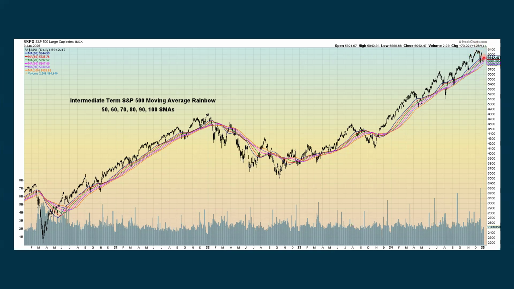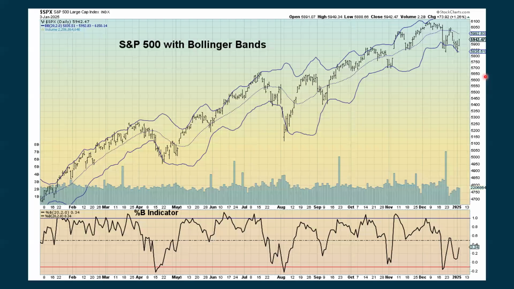Then intermediate term, another rainbow, going from 50 periods up to 100 periods. We're coming down into the rainbow. Now, this didn't happen all that long ago, and so the lines aren't really starting to roll over yet. We could still bounce up out of this and have the integrity of these lines still going up. The longer we stay in the rainbow, the more these lines are going to roll over. And of course, if we drop below the rainbow and stay below it, that's going to turn things even more negative. So this is just another visual way of being able to see the condition of the intermediate term trend.